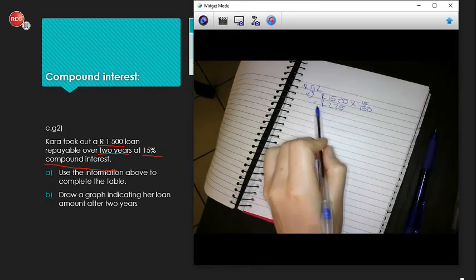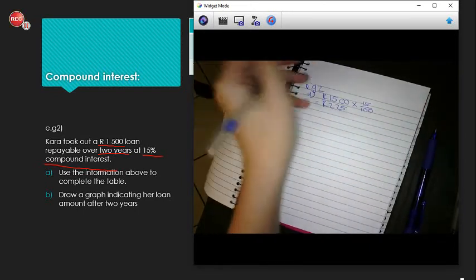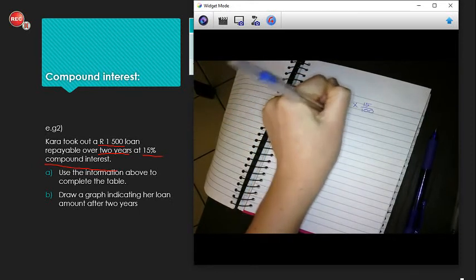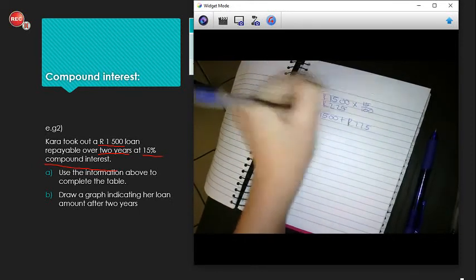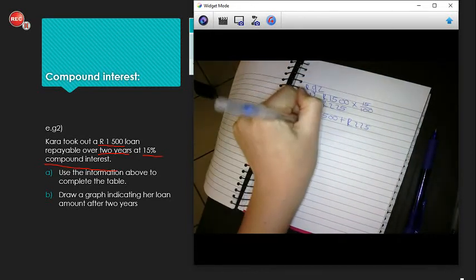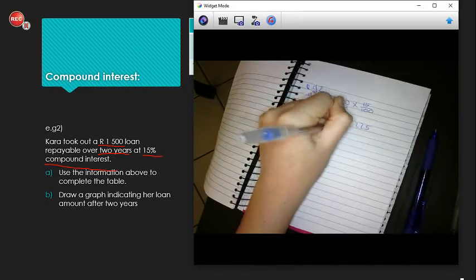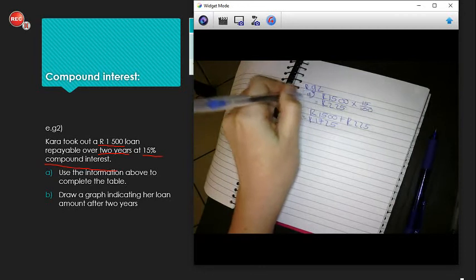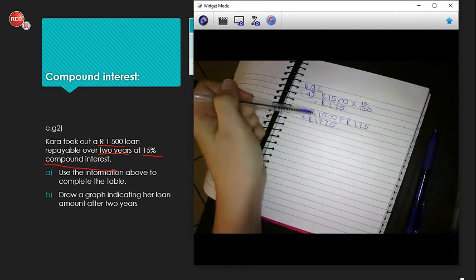And then the table also asked how much it's worth. So it's 1,500 plus 225 gives me a total worth of 1,725 Rands. So that is question A answered. The interest and then the amount in the table, the final.